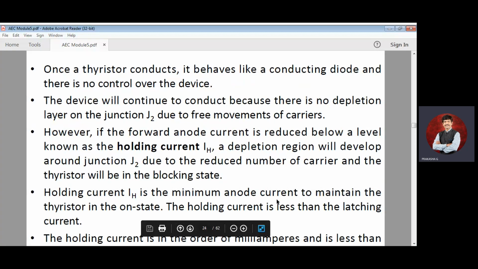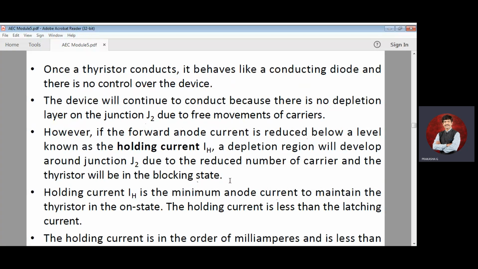Then there is the holding current. Once the thyristor conducts, it behaves like a conducting diode and there is no control over the device. It will continue to conduct because there is no depletion layer at the junction J2 due to the free movement of the carriers. If the forward anode current is reduced below a level known as the holding current, a depletion region will develop across the junction J2 due to a reduced number of carriers, and the thyristor will be in the blocking state.